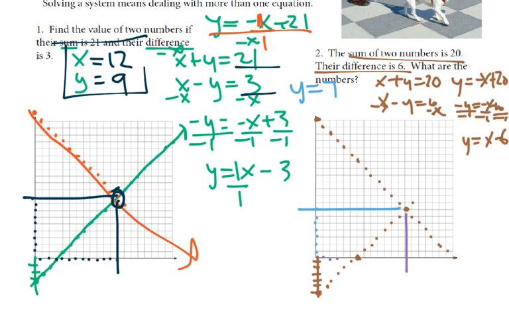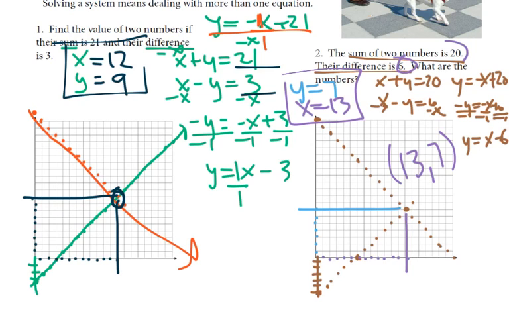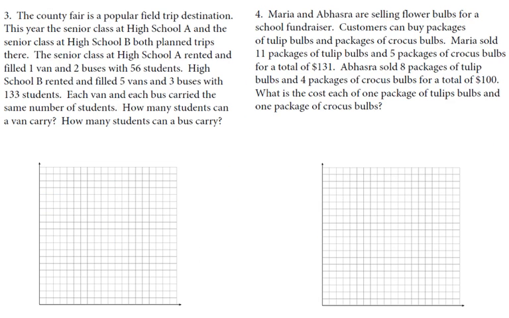1, 2, 3, 4, 5, 6, 7, 8, 9, 10, 11, 12, 13. So x equals 13. Add them together. That's 20. Subtract them. That's 6. There's our answer. Okay. Now we could write that in the point form, coordinate 13, 7 and 12, 9. And that's what they mean. So let's take a look at some other equations.